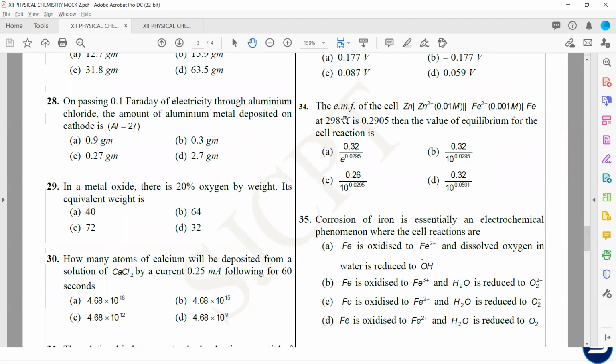E plus 0.059. So that E naught Nernst equation is equal to... And to write the Nernst equation, I always tell you to write the reaction first. So here is the half cell of zinc and iron ion, so zinc is undergoing oxidation and the iron is undergoing reduction. This is the reaction to be written.